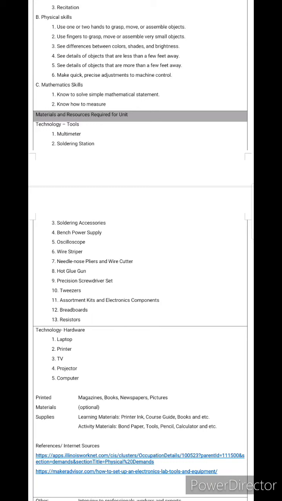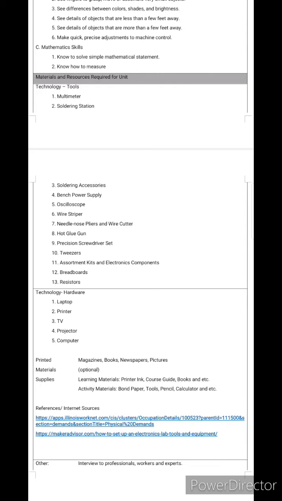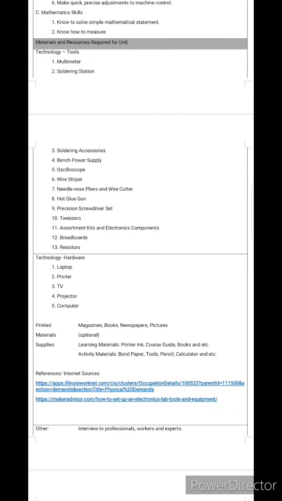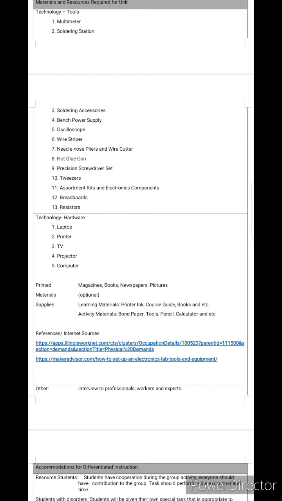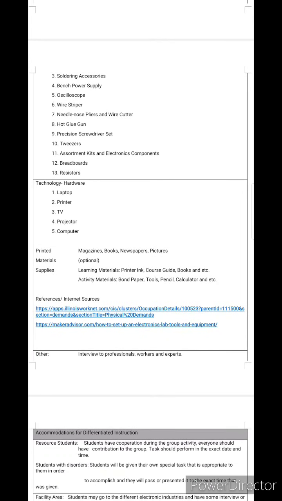For the technology or hardware: first laptop, second printer, third TV, fourth projector, fifth computer. For the printed materials: magazines, books, newspapers, pictures. Supplies and learning materials: printer ink, course guide, book, and etc. Activity materials: book, paper, tools, pencil, calculator, and etc. For the references or internet resources, they are also stated there. For the others, interviews with professional workers and experts.